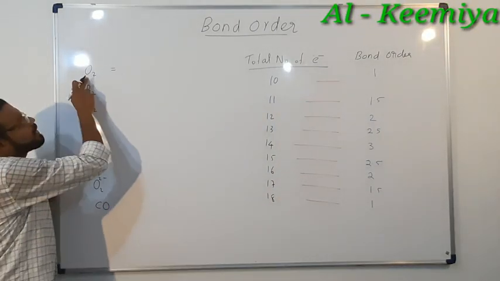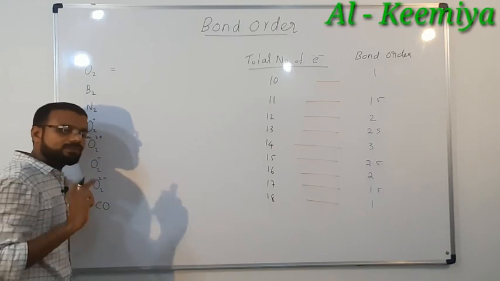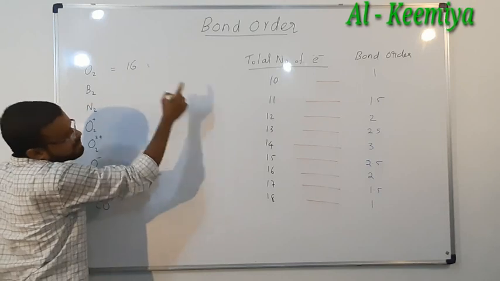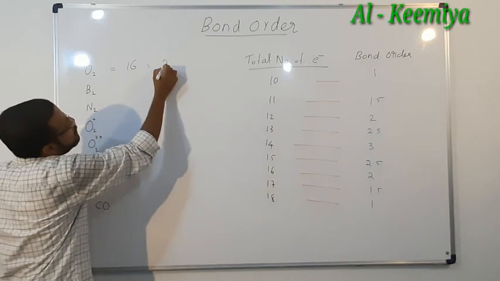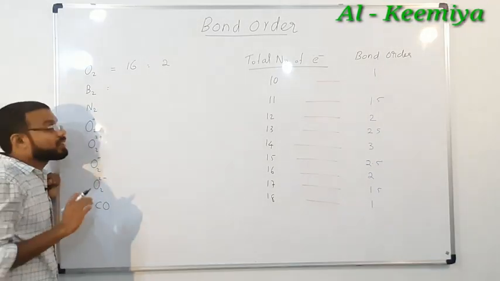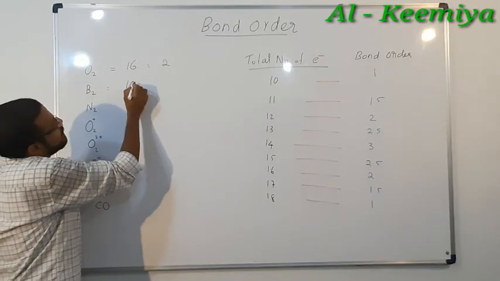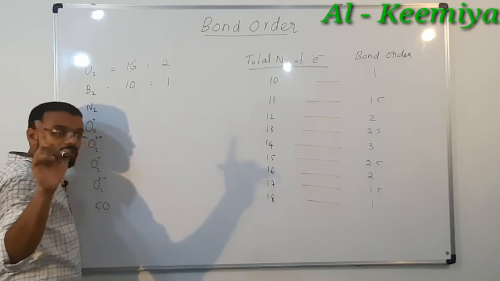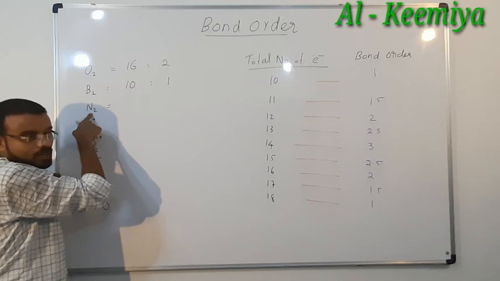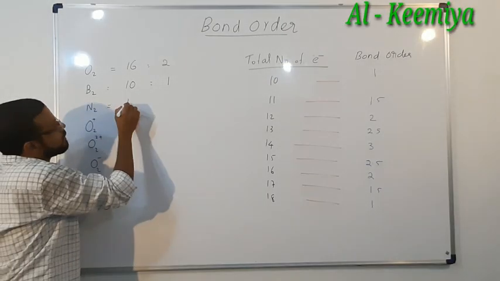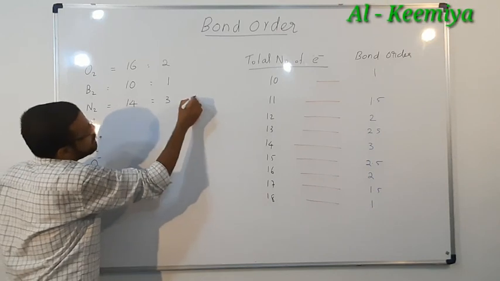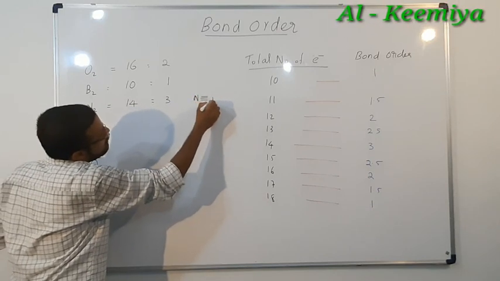In case of oxygen, we know that the atomic number of oxygen is 8. 2 oxygen atoms, therefore the total number of electrons is 16. With 16, bond order is 2, that is oxygen, oxygen, double bond. Now in case of boron, atomic number is 5, total number of electrons will be 10. If it is 10, bond order 1, that is boron, boron, single bond. Now N2, atomic number of nitrogen 7, total number of electrons is 14. Then bond order 3, that is nitrogen, nitrogen, triple bond.